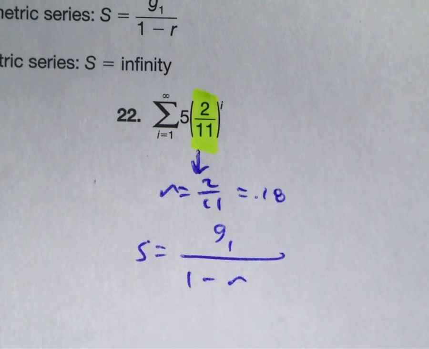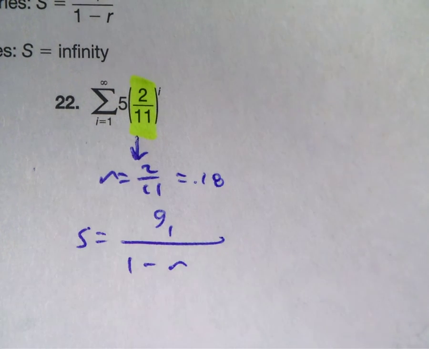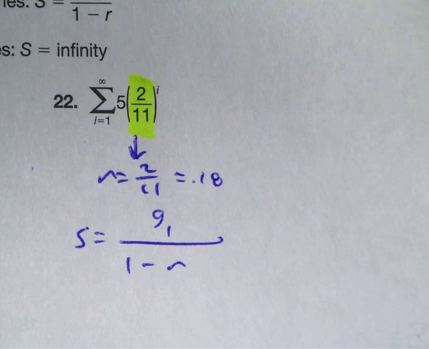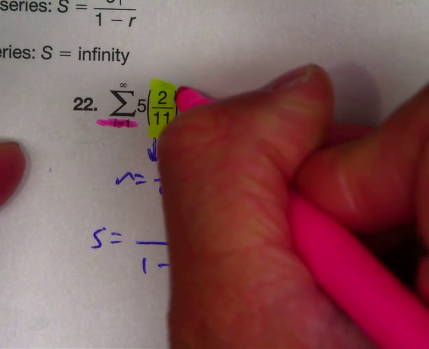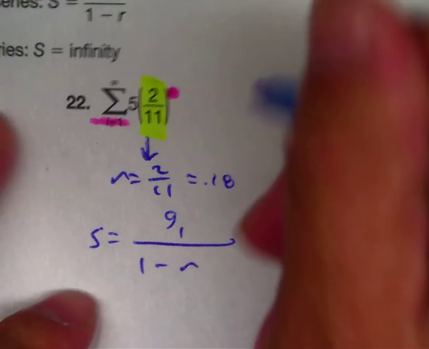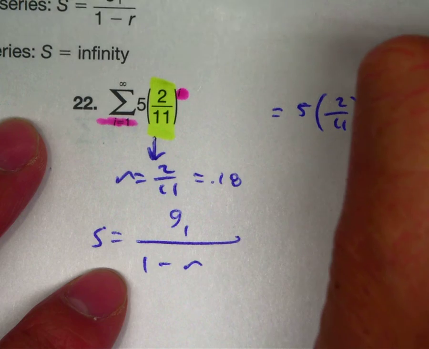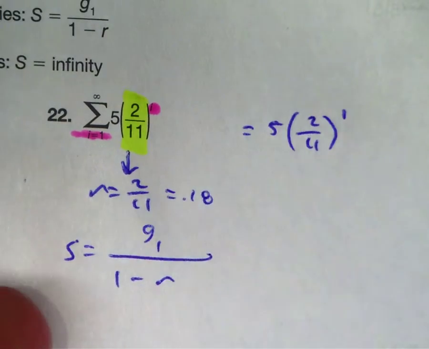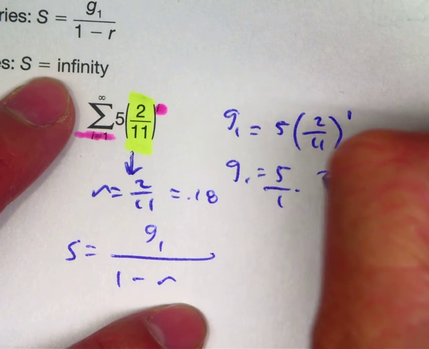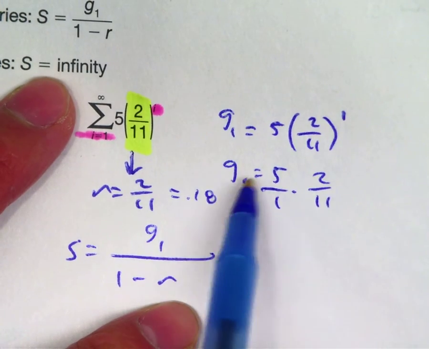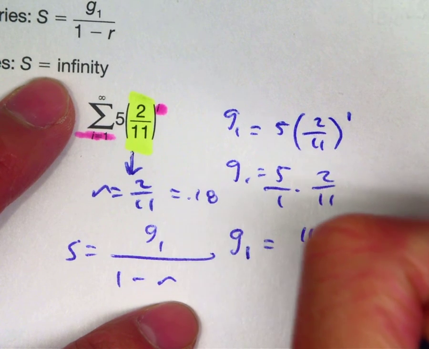In order to use the formula, I have to know the G1 value. So to figure out G1, I'm just substituting in I equals 1 into this value. 5 times 2 11ths to the first power. So G1 is equal to 5 over 1 times 2 11ths. And then I can just multiply across. G1 equals 10 over 11.